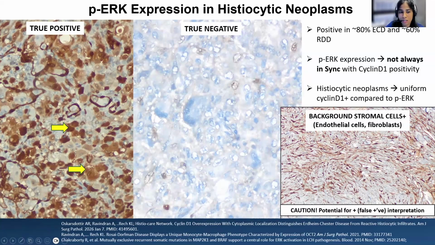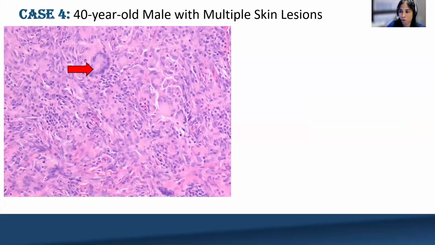Hence, it's always necessary to employ a panel of diagnostic immunostains prior to diagnosing a true histiocytic neoplastic component. And it's always recommended you also pair it with next generation sequencing, especially when you're dealing with a case of suspected Erdheim-Chester disease. So, last, case number 4 in this group of monocyte macrophage phenotype.